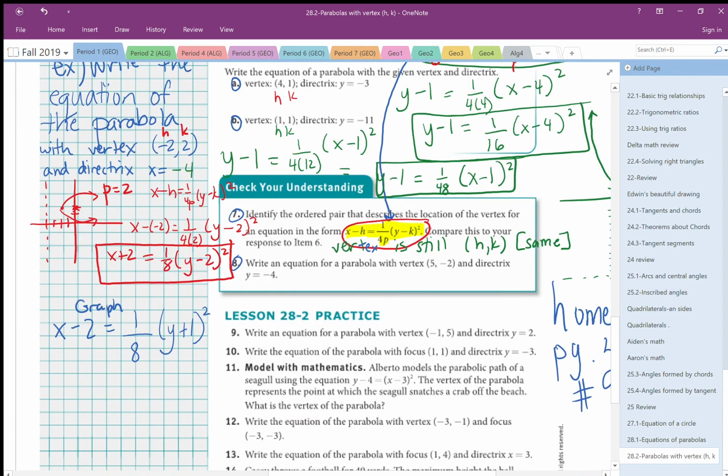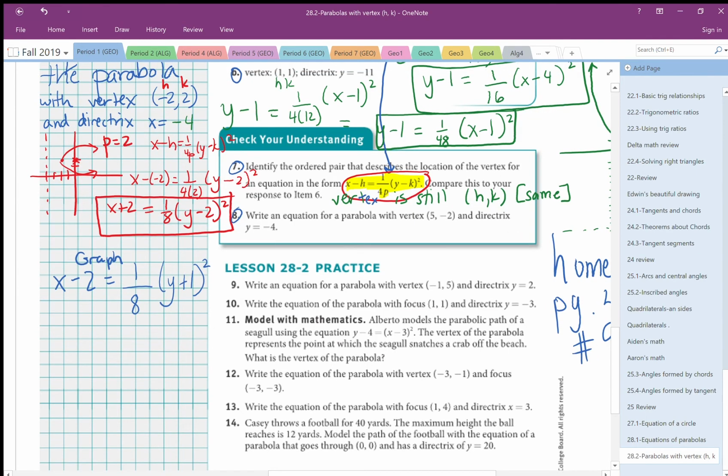Go down here to the second example that I have here. Graph this equation. It's a parabola. Does it open up, down, left, or right? Let's see. Y is what's squared, so it's got to open sideways, right? So it's either left or right. This number right here, the 1/8, is positive, which means it has to open to the right.